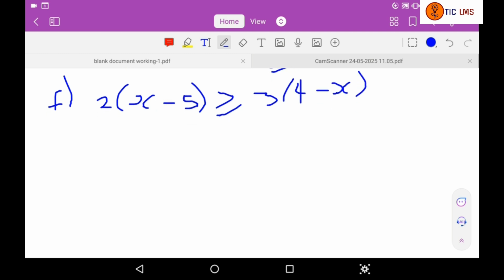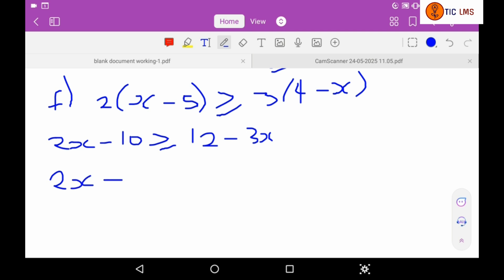Alright, so the first step is to open the bracket on the left and on the right. We're going to have 2x minus 10 greater or equal to 3 times 4 is 12 minus 3x. The next step is to collect the like terms. So we have 2x here and we have negative 3x here. What does it become? It becomes 2x, alright, plus 3x greater or equal to 12 plus 10.